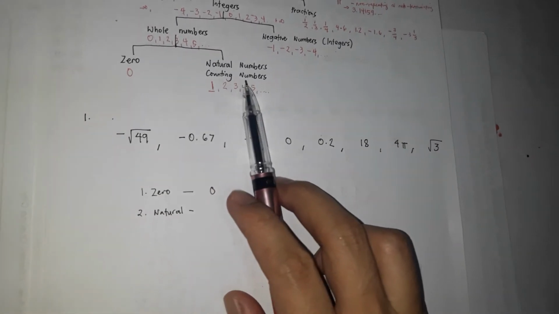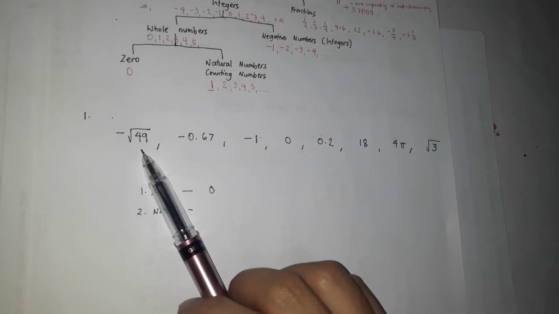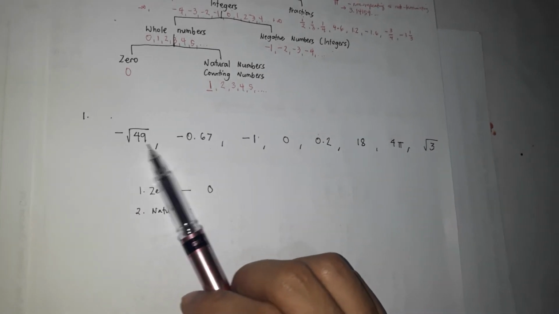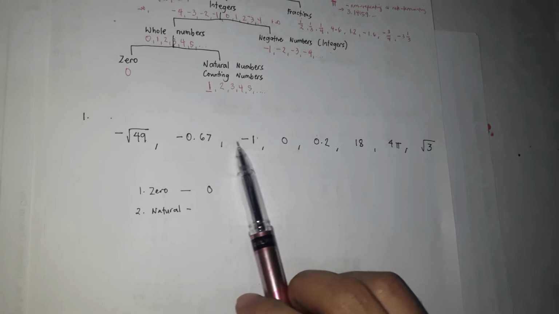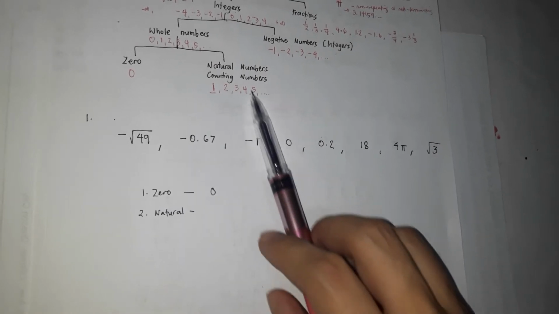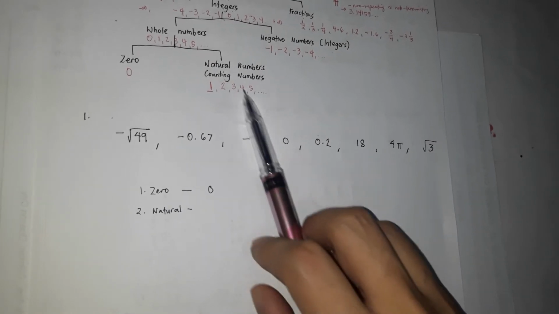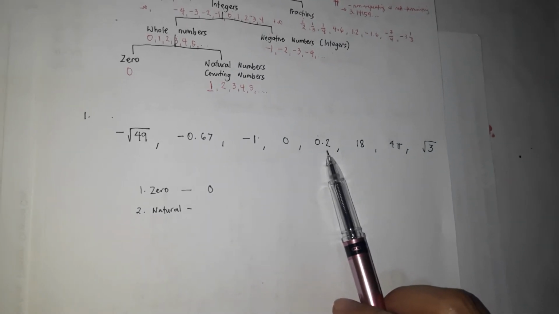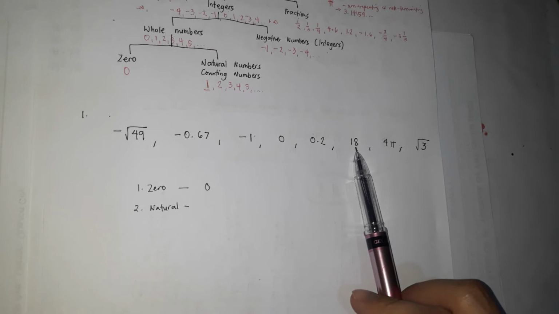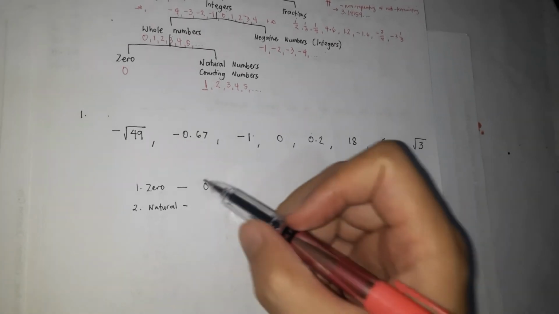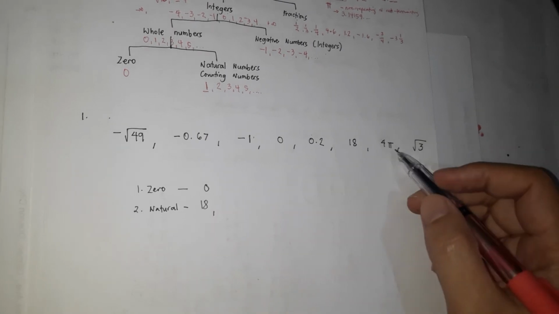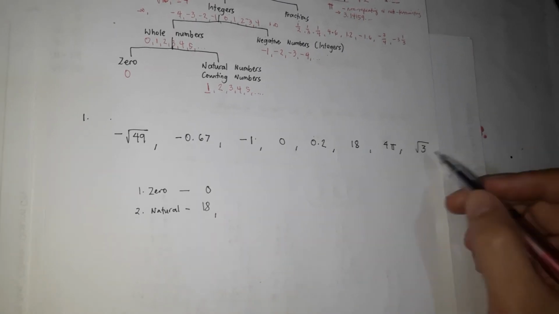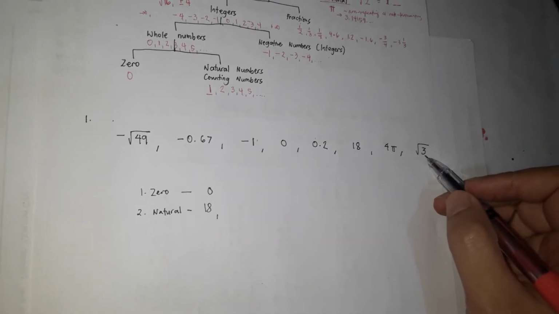We all know the natural numbers are the counting numbers. So not this one, because it's negative. Not this either, because these are negative. So they are not natural. So 0, it's not natural. 0.2 is also not natural because it has decimal places. 18, it's not. 18 is a rational number. So 4 pi is not also. Then square root of 3, it's not.